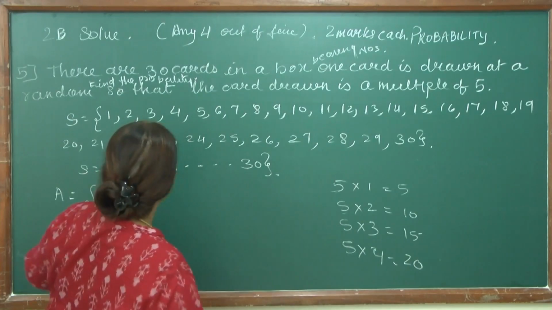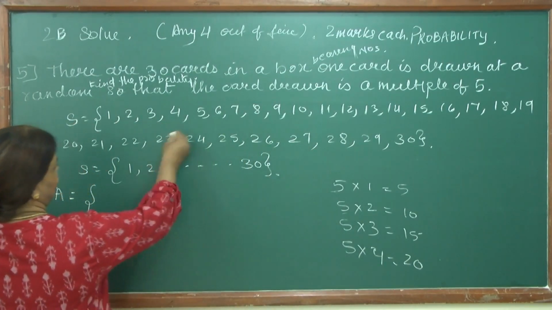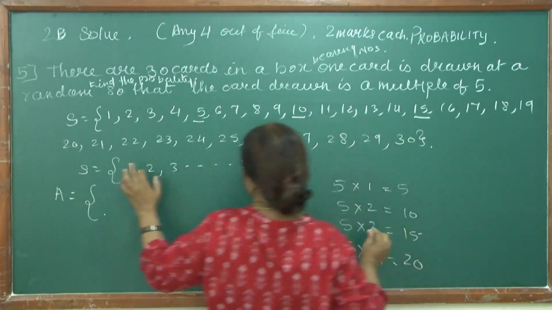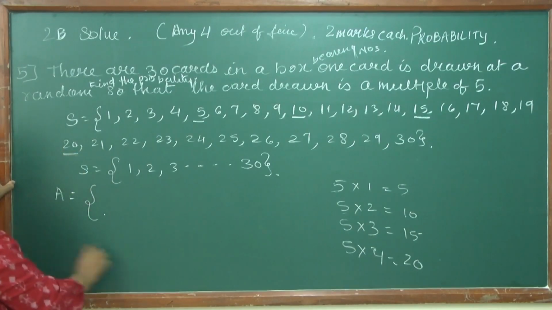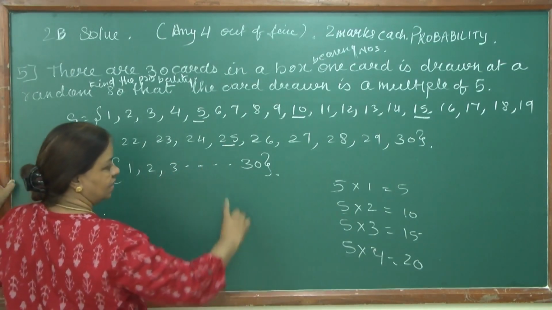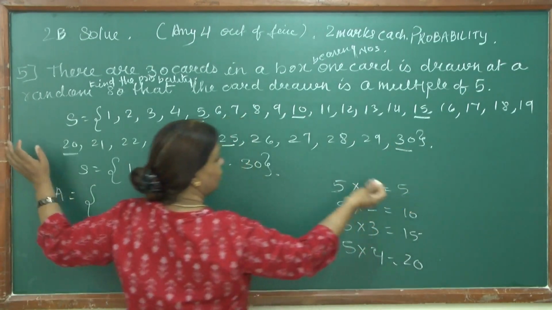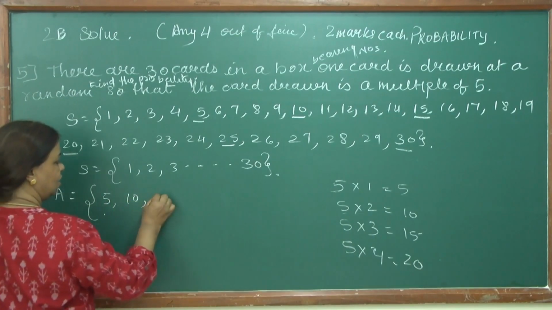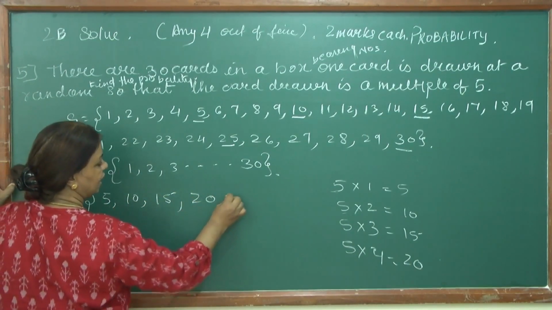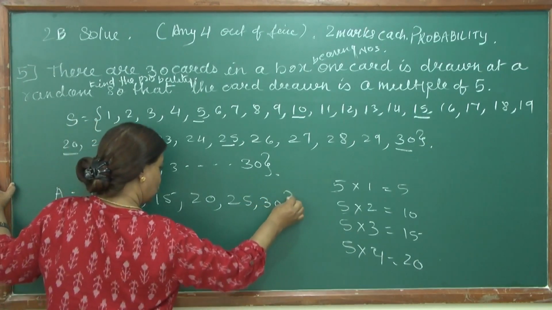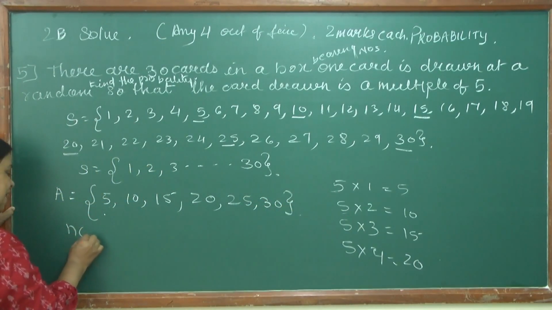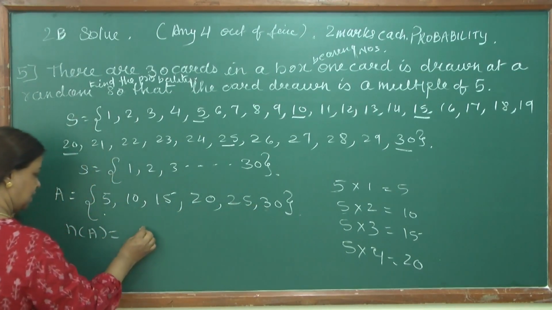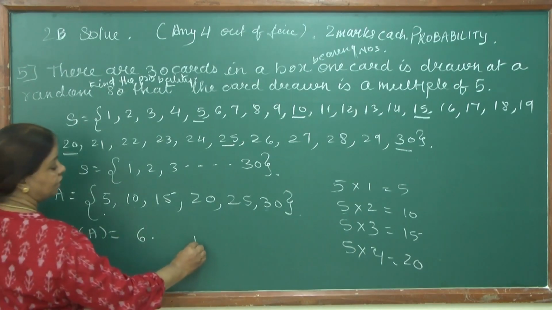So which are those numbers? 5, then 10, then 15, then we get 20. If I multiply by 5, I will get 25. If I multiply by 6, I will get 30. So which numbers will come in A? 5, 10, 15, 20, 25 and 30. So what will be the number of elements in A? That would be 1, 2, 3, 4, 5, 6. 6.